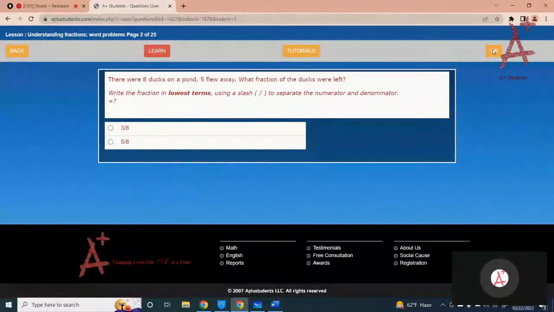Okay, there were 8 ducks on a pond. 5 flew away. What fraction of the ducks were left? Out of 8, how many of them flew away? Just 5 of them flew away. Got it? So it would be 5 over 8. You have to find what fraction of ducks were left. So 5 of them flew away. So out of 8, how many are you left with? 3 of the ducks were left. Got it? So it would be 3 over 8. So 3 by 8 of the ducks were left.